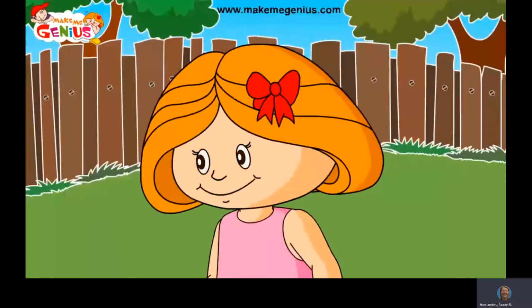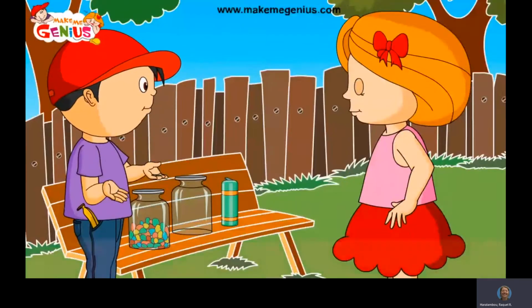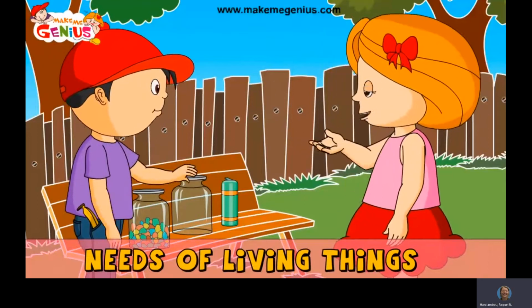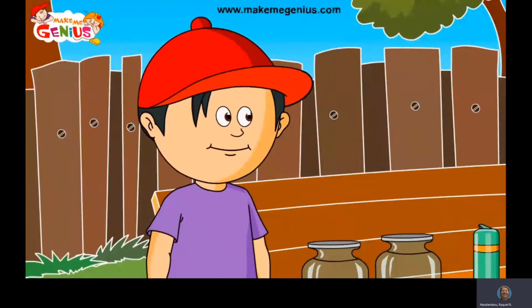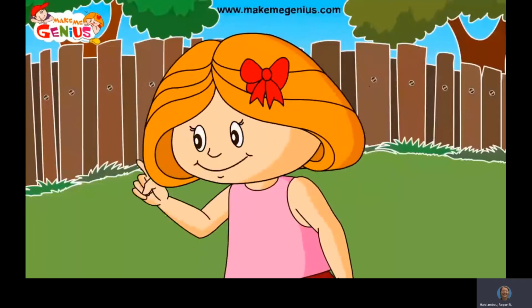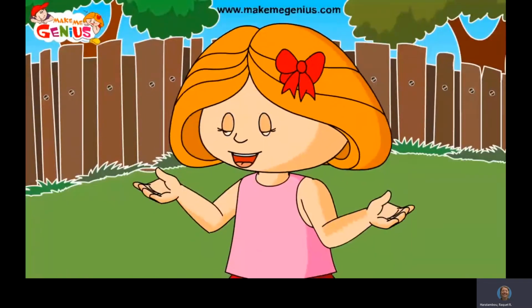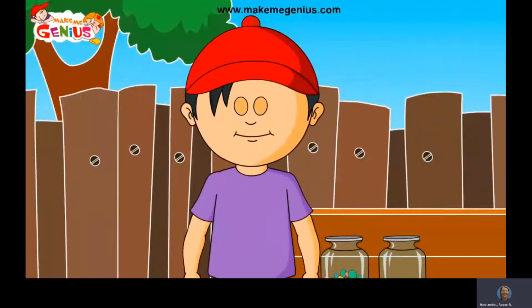Very good boy. Okay, now tell me, what do you mean by the needs of living things? Living things like plants and animals need some important things to be alive in life. I am a living thing too, ain't I? Yes, of course you are. And the basic needs that you have are same as other living things like a rose plant or an elephant. How is that possible? Let me explain.